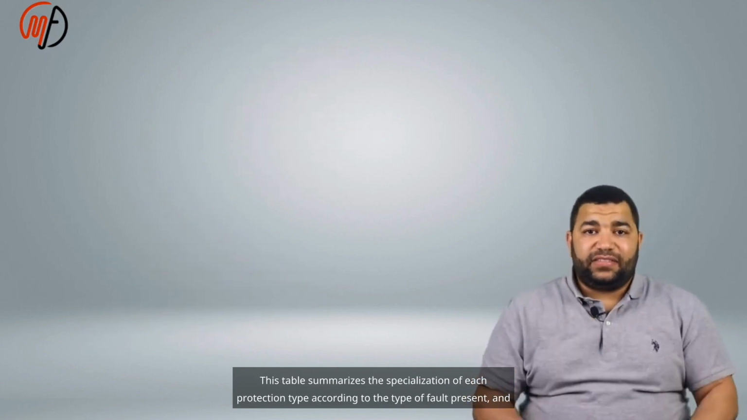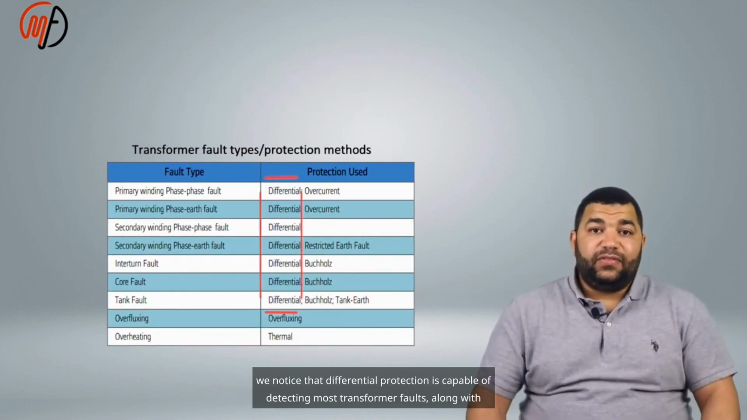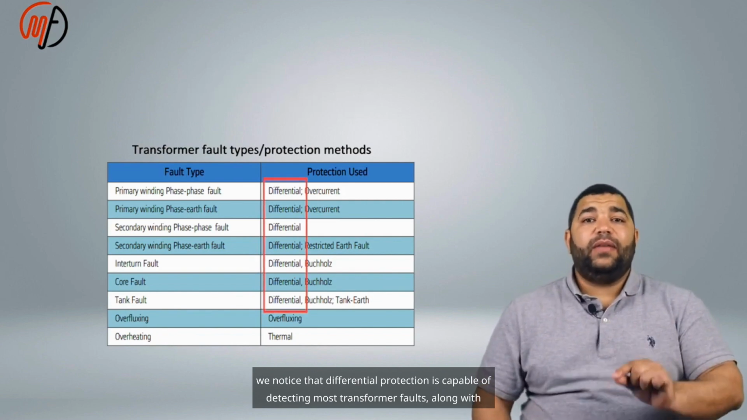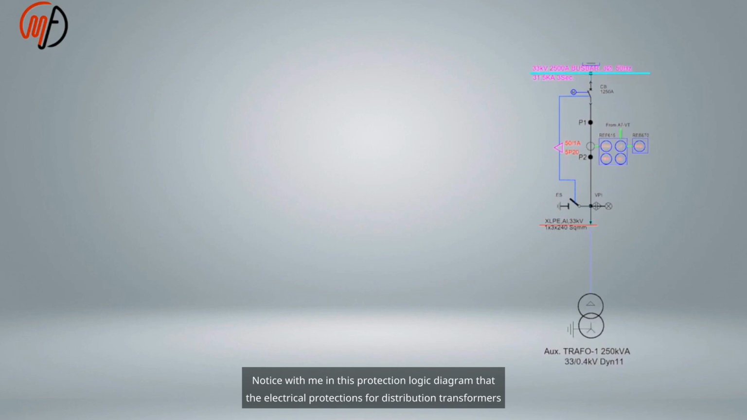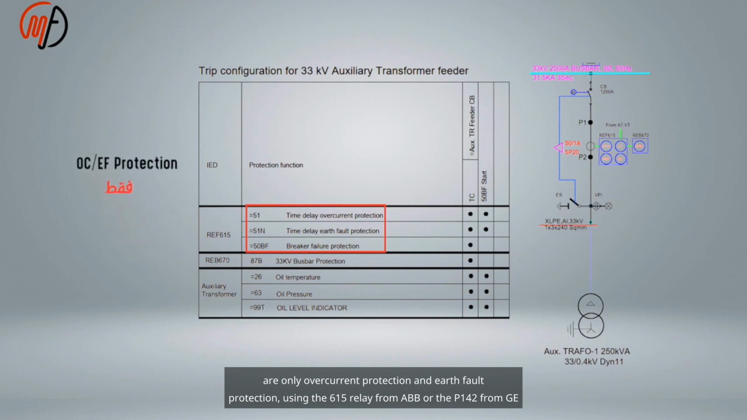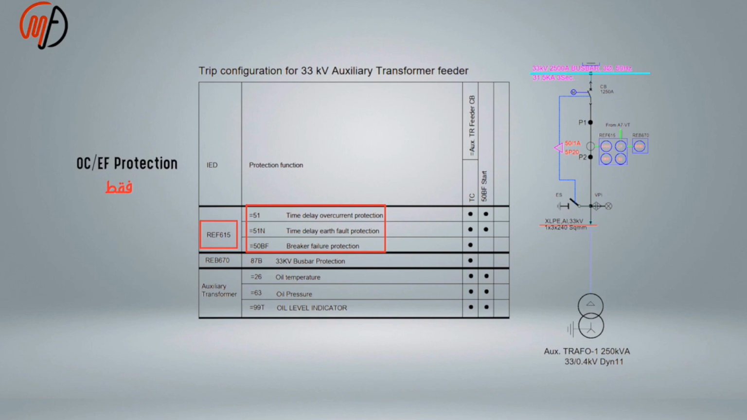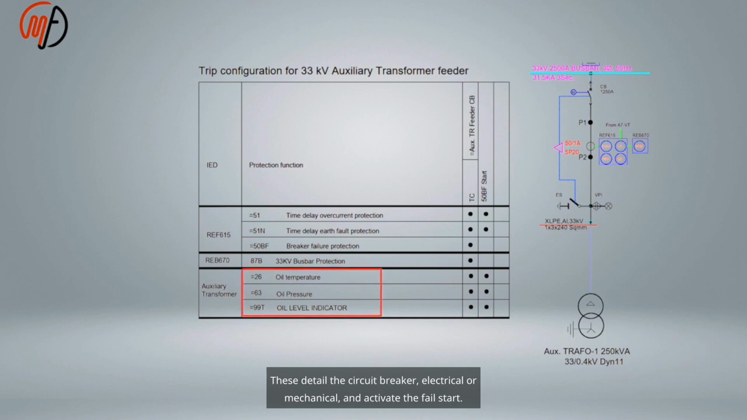This table summarizes the specialization of each protection type according to the type of fault present, and we notice that differential protection is capable of detecting most transformer faults, along with overfluxing and overheating. Notice in this protection logic diagram that the electrical protections for distribution transformers are only overcurrent protection and earth fault protection, using the 615 relay from ABB, or the P142 from GE, or others. Mechanical protections include oil temperature, pressure, and level indicators. These trip the circuit breaker, electrical or mechanical, and activate the breaker fail start.